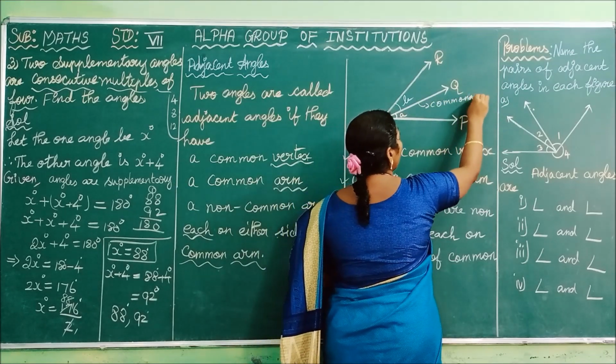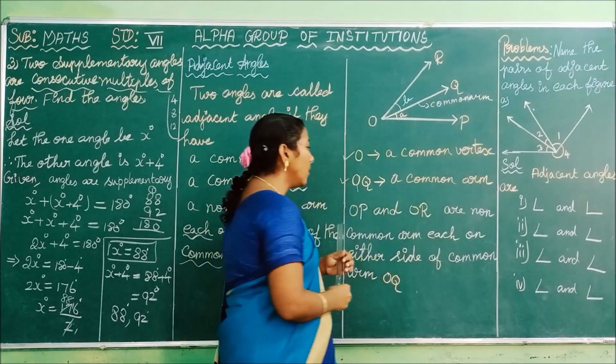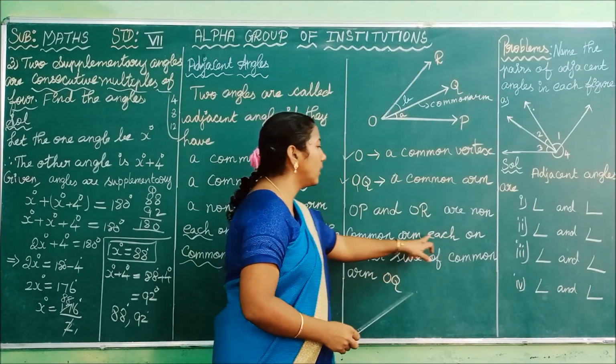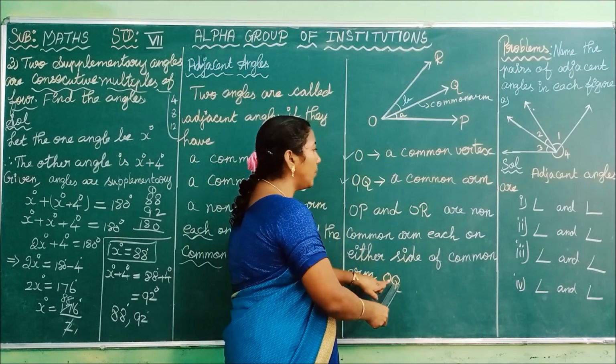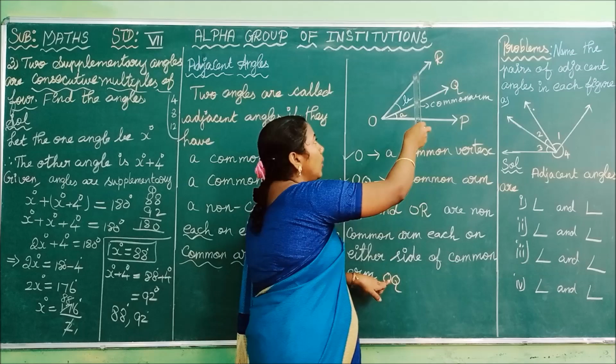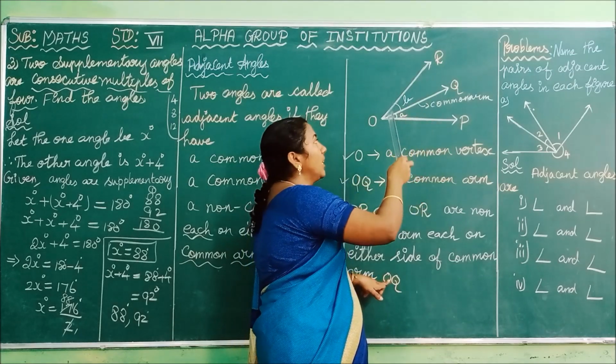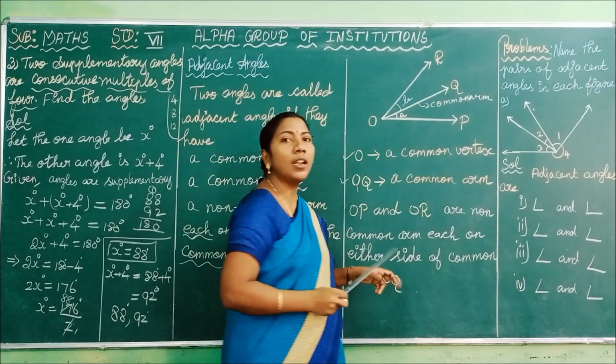Okay, the common arm on each side, that is, one on either side of the common arm OQ. We have two arms. What are they? OP and OR. So we can say angle A and angle B are adjacent angles.